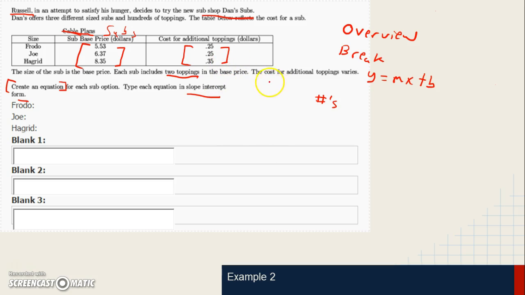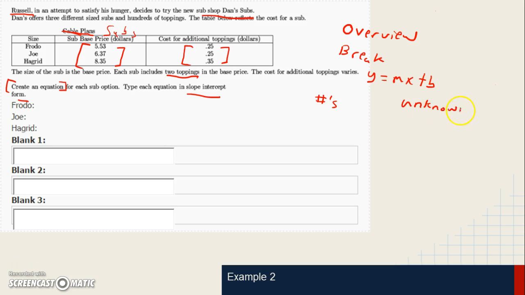Well, this is going to be the cost to add toppings on to the 2 that we already get. So after 2, we're going to have to start paying either 25 cents if we're buying the Frodo, or 35 cents a topping if we're getting the Hagrid. So we know what the numbers are. Well, what are the unknowns?